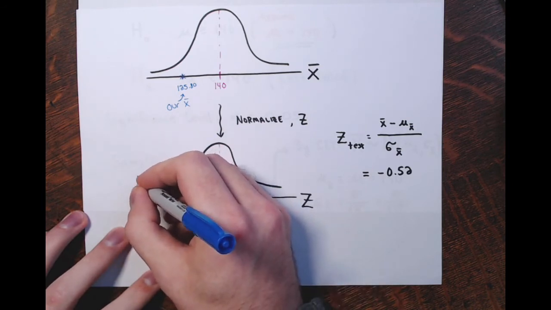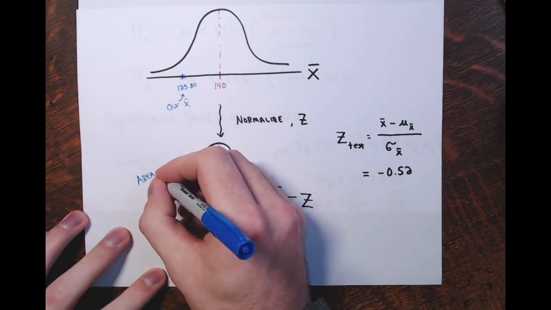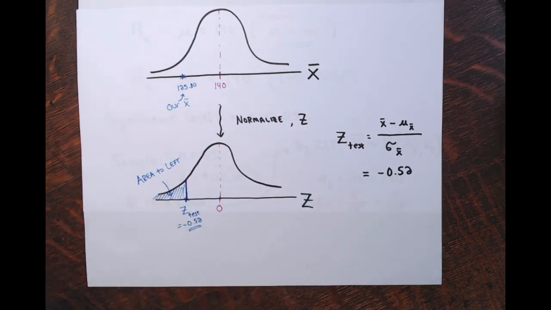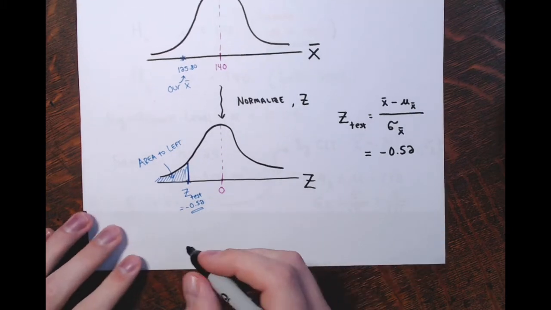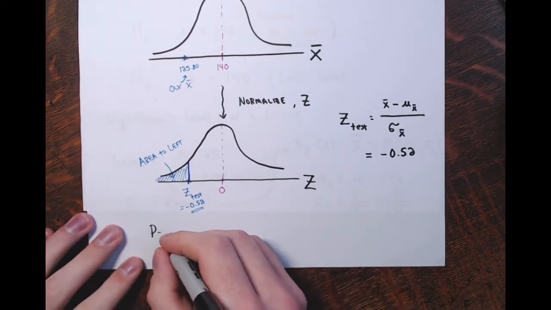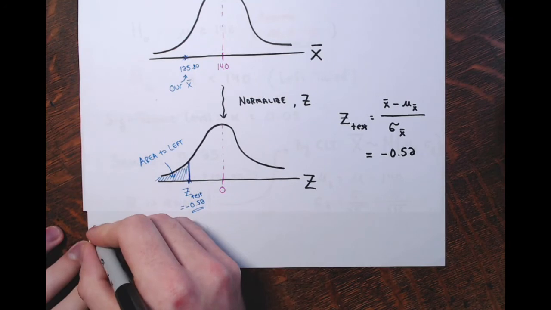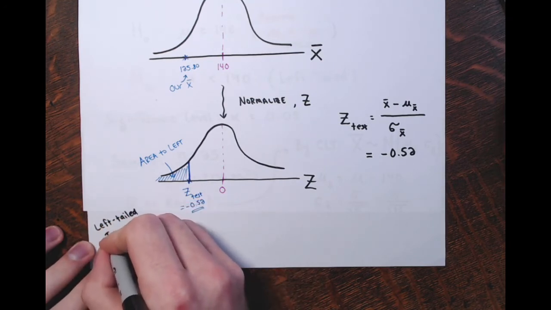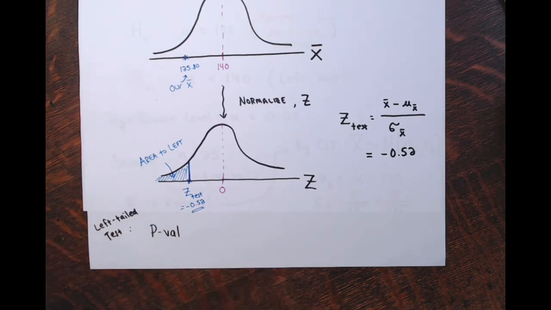All right, so the area to the left of the test statistic, that is what's called the p-value of your sample, the p-value of your test statistic. Again, this is in a left-tailed test. In a right-tailed test, the p-value is the area to the right of the test statistic.